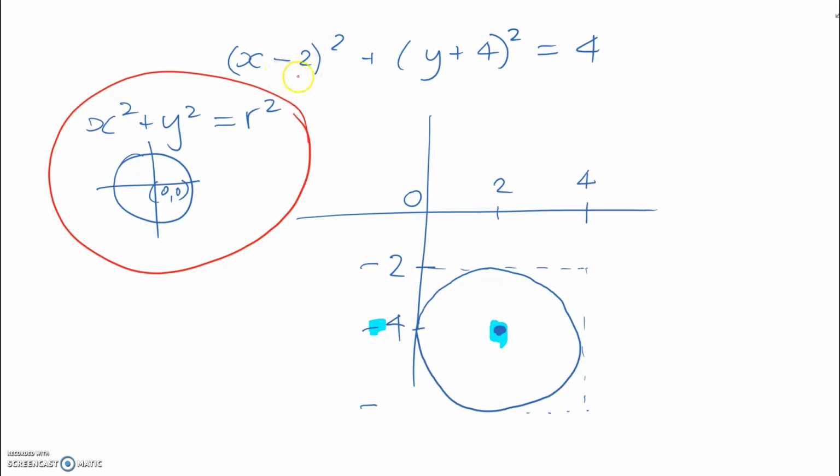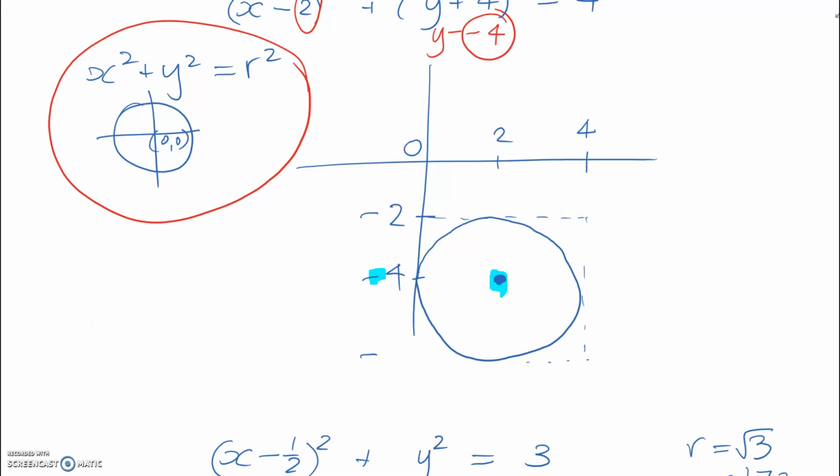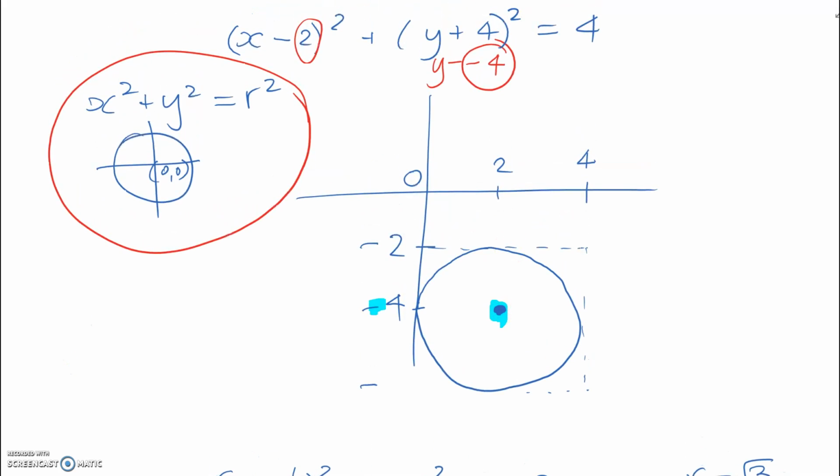And then I notice I've got a shift of 2 and I've got a shift of -4, because how do I write that as a shift? Y minus a shift. So my shift down on the y is at -4. There it is there. And my shift on the x is 2. There it is there. So I've placed my centre of the circle.